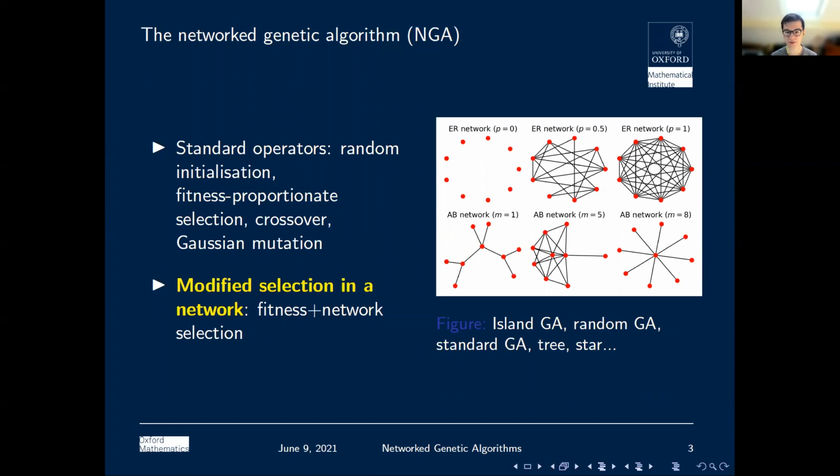And basically, after that, we are going to study how different parameters for our network algorithms will impact the performance of the GA, of the NGA, when we have these modified selection operators. A few words on the networks themselves. So the Erdos-Renyi and Albert-Barabasi, respectively ER and AB, are very standard network structures in network science, and they each have a sort of parameter that governs their structure.